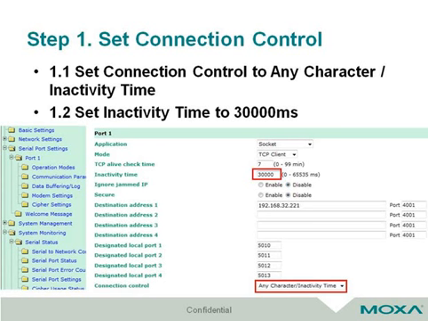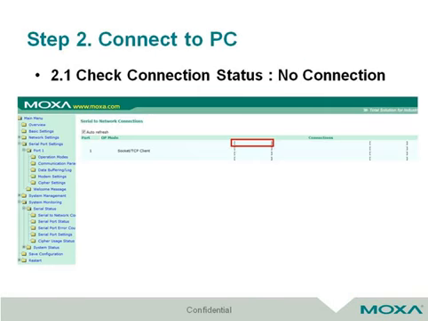Step 1. Set connection control. In Nport's web console, find operation modes. Set the inactivity time to 30,000 milliseconds, which is 30 seconds here. And in connection control option, choose any character in activity time. Remember to set your operation mode to TCP client. Before you type anything in U-port's terminal, check connection status in Nport's web console. There is no connection established.